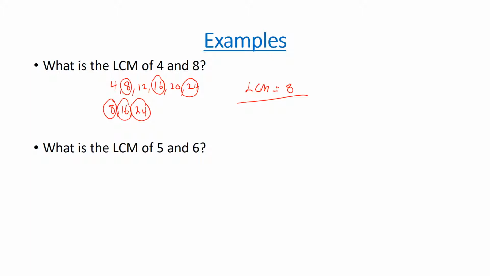Again, 5 and 6, well, we've actually done this example already, but I'm going to write out my 5 times tables. I'll stop at 30. We know it's going to be 30 because we've already done this example, but okay, if we write out our 6 times tables, we can see that 30 is the first number that is common, and therefore it's going to be our lowest common multiple.